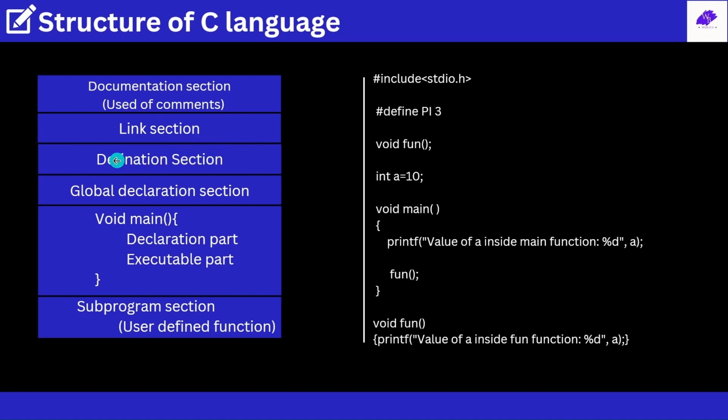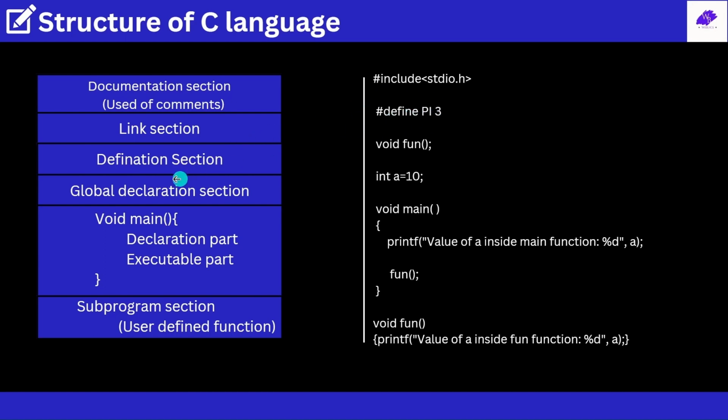So next is the definition section. It includes the hash define syntax and then the variable name and its value. The space between them is very important, and there is no assignment operator, that is the equal to sign. So it is a very important thing to notice here.